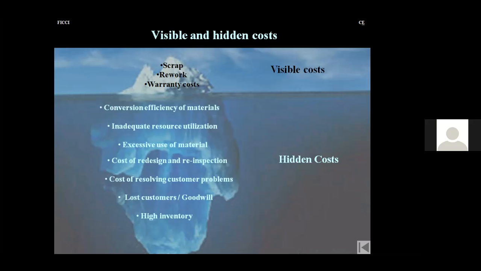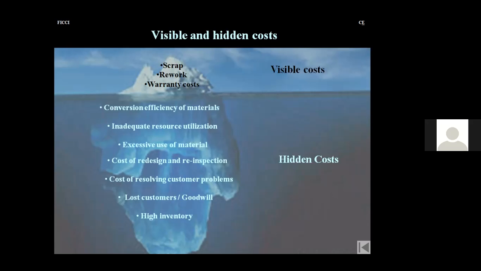And there are so many costs which are hidden, which are normally not visible, like conversion efficiency of the materials. Many times the material may not be good, or the process may not be good. The material may not be being converted 100%. There may be a lot of waste in the material, which has to be identified. Second, inadequate resource utilization. There may be many machines which are lying idle, and there may be some machines which are short, for which we are feeling shortage.